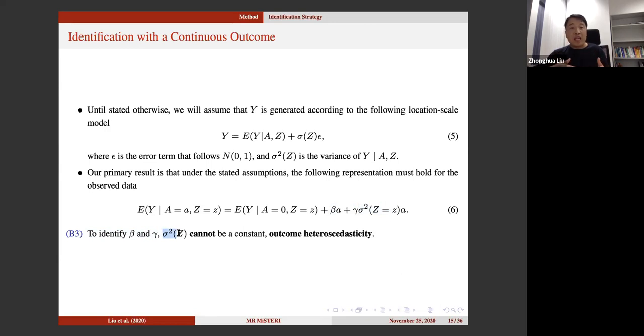So we need the outcome heteroscedasticity. This is different from homogeneous. Okay, now we have all the 3 assumptions. So with B1, B2, B3, we can identify beta and gamma. So our identification is here now. So we have all the identification assumptions, 3 assumptions together.